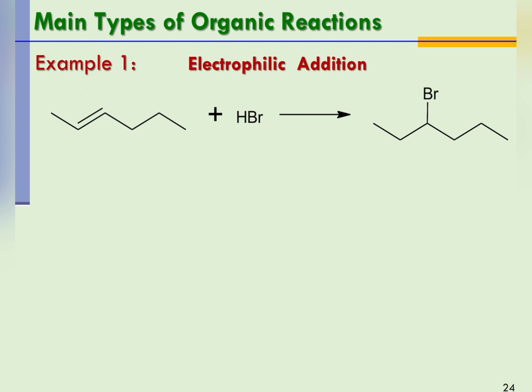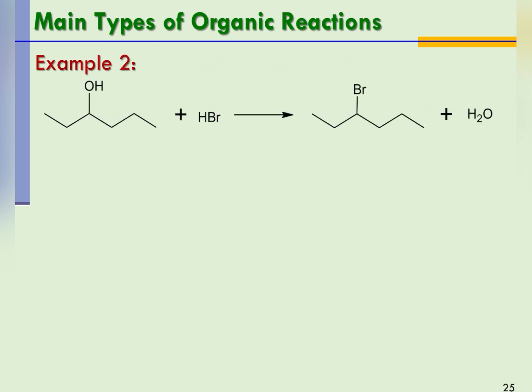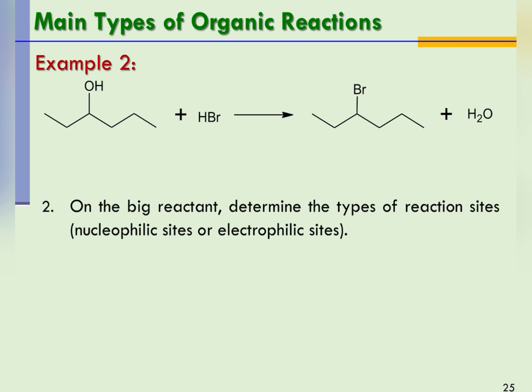Let's try another one more. Example 2. Step 1. Determine the big and small reactant molecules. The big one is alcohol and the small one will be HBr. And on the big reactant, you can see that there is a difference of electronegativity for the bond between this carbon and this oxygen. So the carbon atom here is partially positive, the oxygen atom here is partially negative.